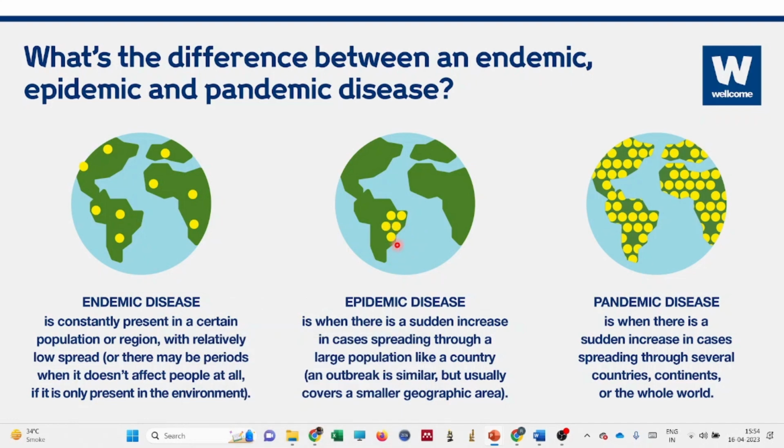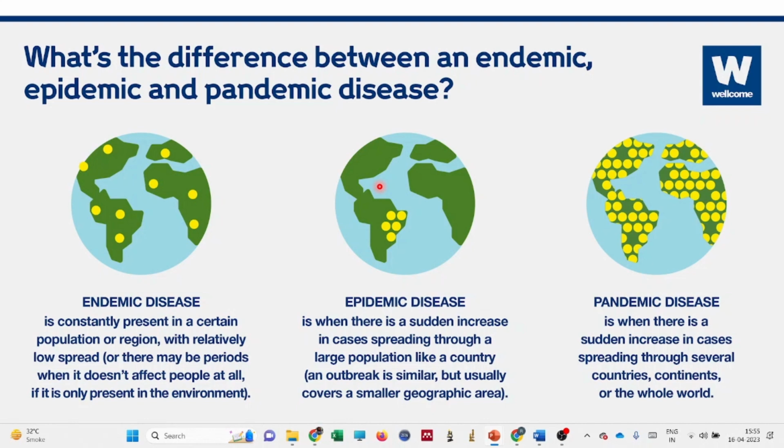Let's move on to epidemic. Epidemic refers to the occurrence of an infectious disease that spreads rapidly and affects a large number of individuals within a population or geographic area during a short period of time. So an epidemic may occur when a new infectious agent is introduced into a population, or when an existing infectious agent suddenly increases in virulence or changes in its mode of transmission. For example, the Ebola virus outbreak in West Africa in 2014-2016 was an epidemic because it rapidly spread across multiple countries, infecting thousands of people and causing significant mortality.